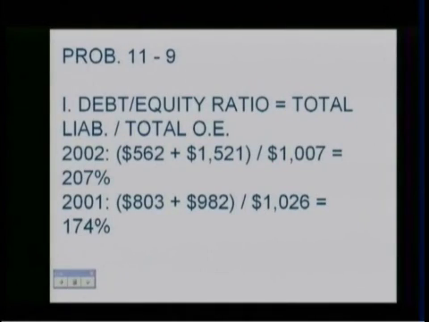In other words, in 2002 you have 207%, which means you have twice as many liabilities as you have owner's equity. In 2001 you were better off. You didn't have quite twice as much. You only had 1.7 times the debt that you had owner's equity. That just shows you the company is using a lot of debt in their financing, and it's getting worse. It went from 174% to 207%.